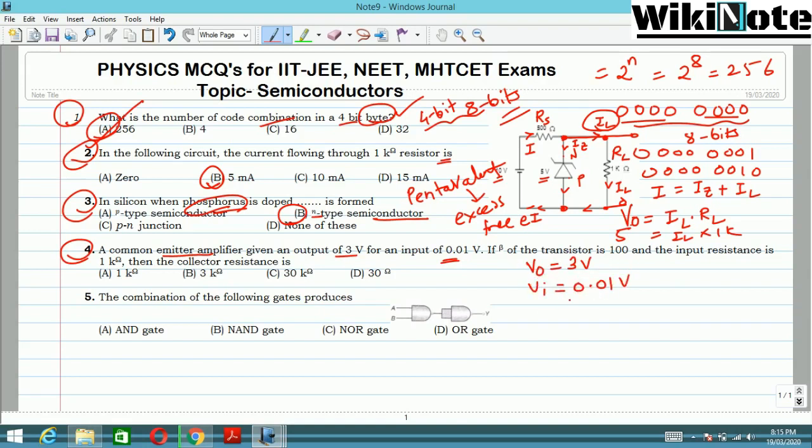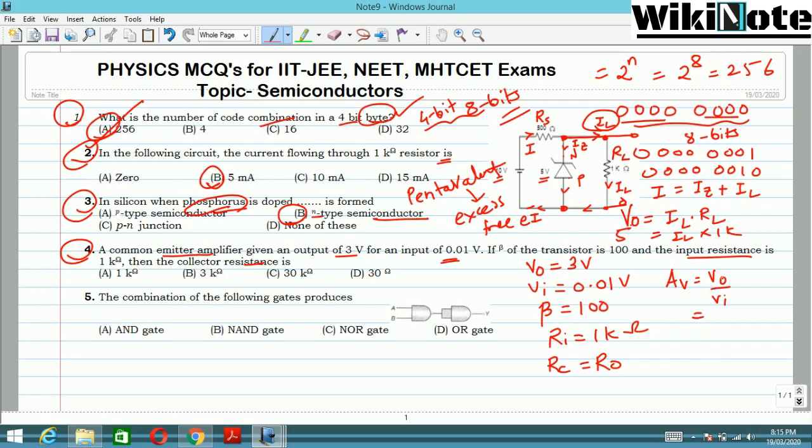If beta of the transistor is given as 100 and the input resistance Ri is 1 kilo ohm, then they have asked about the collector resistance RC, which is nothing but the output resistance for me. So VO upon VI is going to be the voltage gain by default. So I would like to go with the formula. Voltage gain is nothing but VO upon VI, the output voltage to the input voltage. How to write down the output voltage?